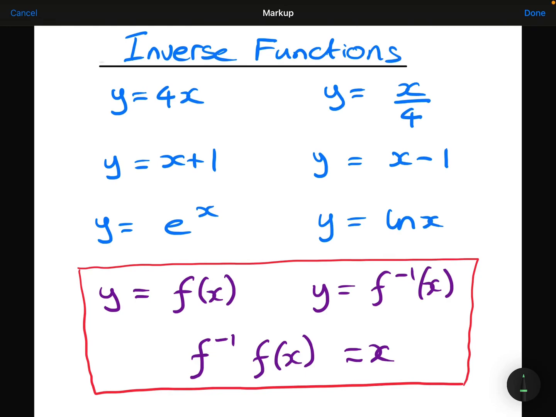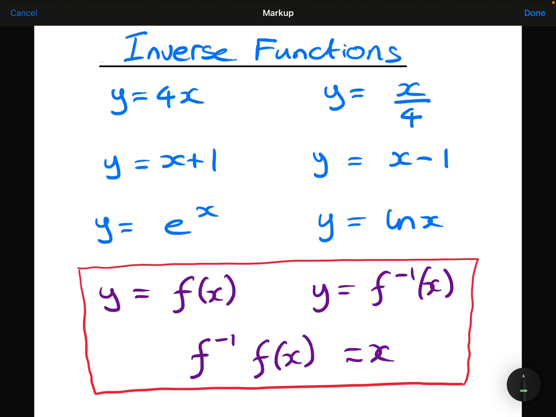This video is all about inverse functions. If I have the function y equals 4 times x, then its inverse function would be y equals x divided by 4, because dividing by 4 is the inverse of multiplying by 4. If I had a function y equals x plus 1, then its inverse would be y equals x minus 1, because subtracting 1 is the inverse of adding 1.